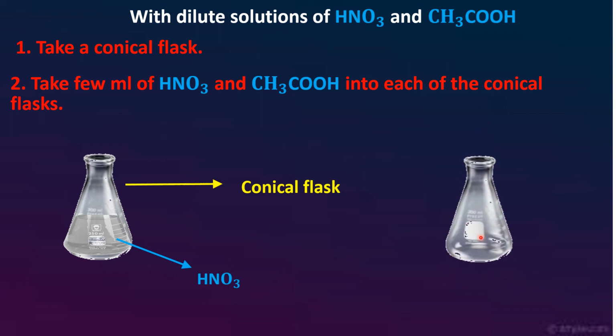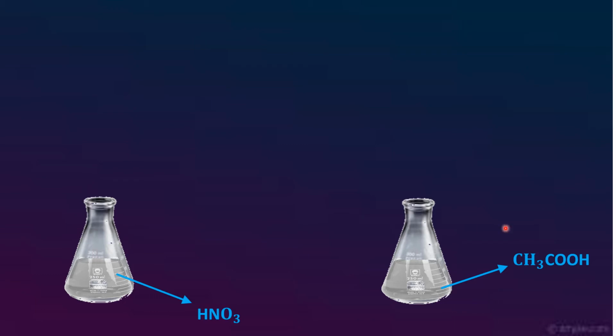And we'll take another conical flask, and in this we'll take acetic acid solution. Okay, so this is a dilute acetic acid solution, right? Okay, so now we'll test with the indicators. See, for dilute HCl and for dilute H2SO4 with phenolphthalein, the solutions did not have any change. Now let us see for these two.